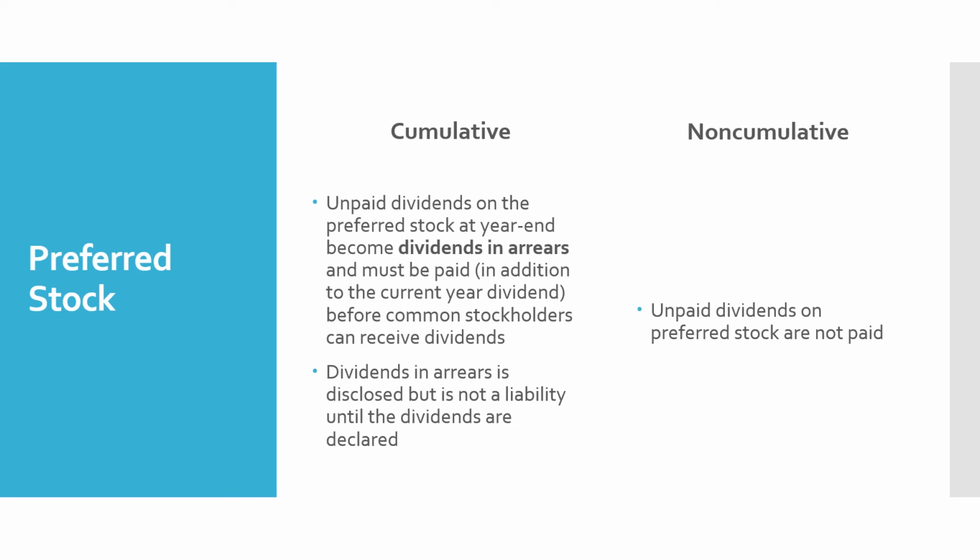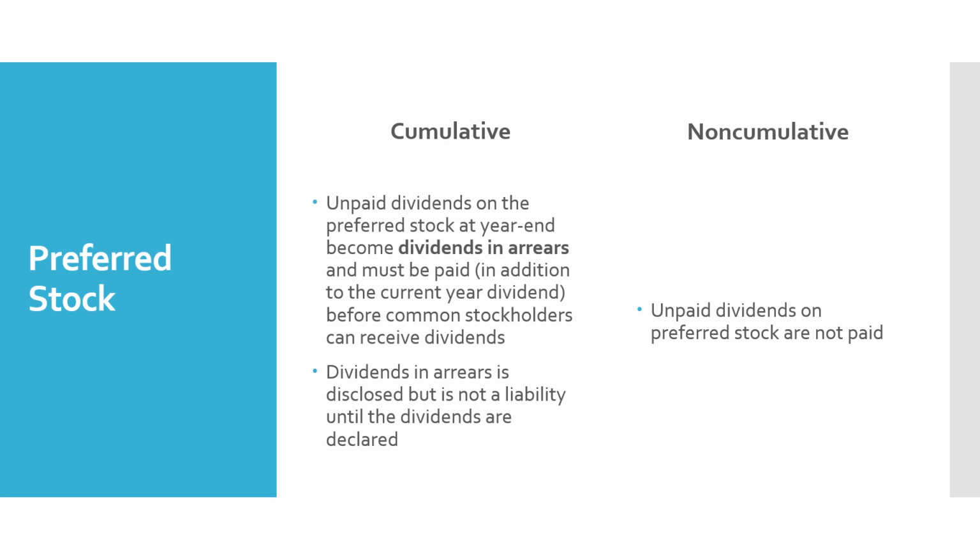If it's cumulative, that means that the unpaid dividends on the preferred stock at year end become what we call dividends in arrears. And these dividends in arrears must be paid in addition to the current year dividend before common stockholders can receive dividends. Dividends in arrears is disclosed, but it's not a liability. As we discussed earlier, dividends are not liabilities until they have been declared by the board of directors.